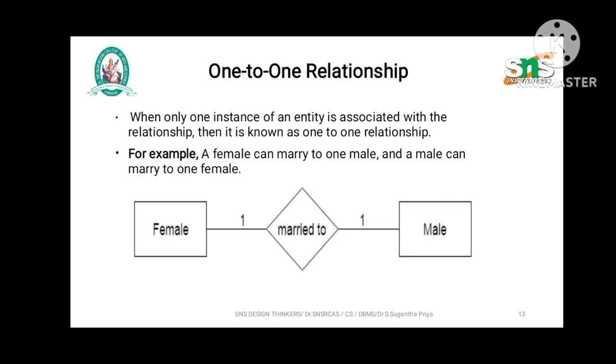Next is one-to-one relationship. When one instance of an entity is associated with one instance of another entity through the relationship, then it is known as one-to-one relationship. For example, a female can marry one male and a male can marry one female.